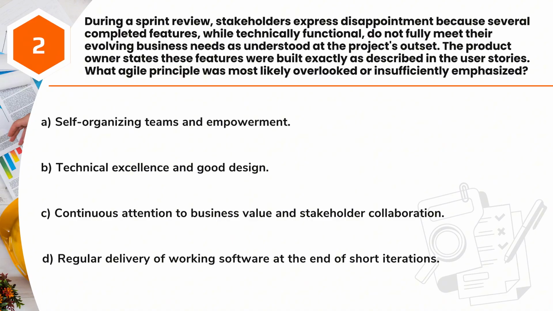Question 2. During a sprint review, stakeholders express disappointment because several completed features, while technically functional, do not fully meet their evolving business needs as understood at the project's outset. The product owner states these features were built exactly as described in the user stories. What Agile principle was most likely overlooked or insufficiently emphasized?